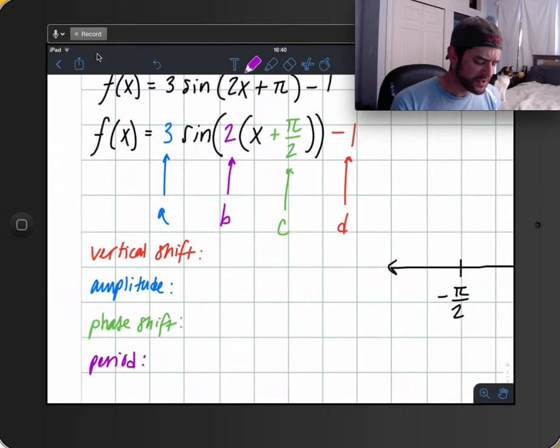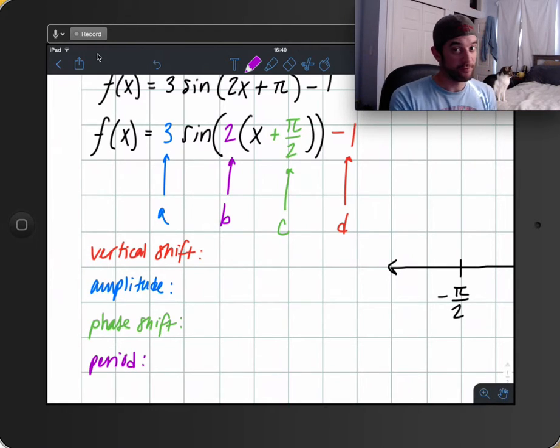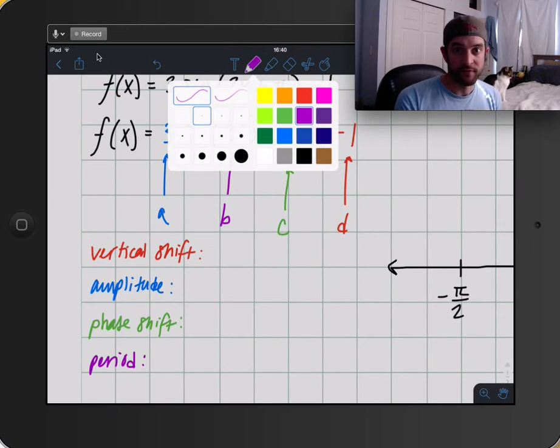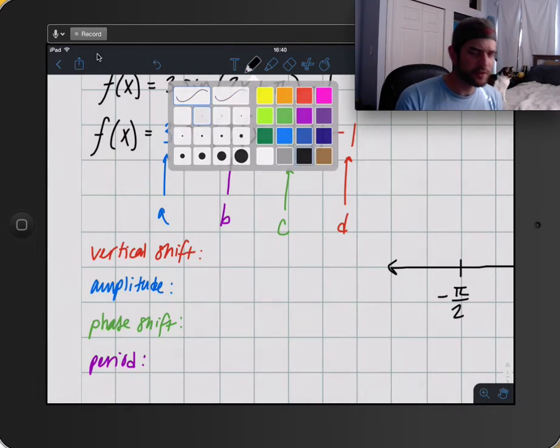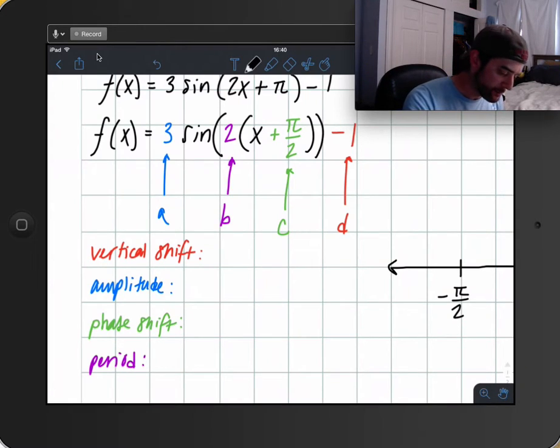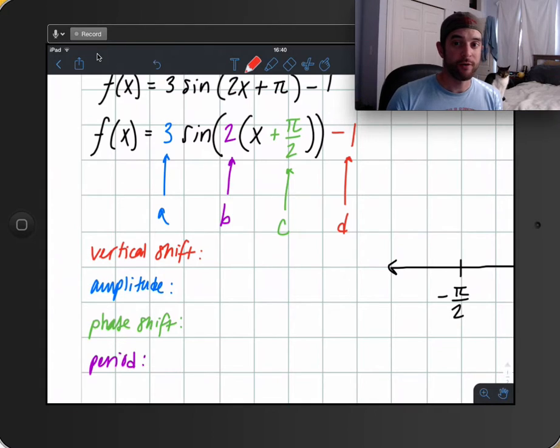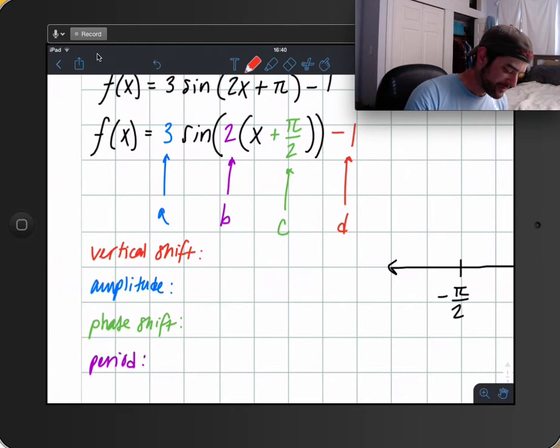Oftentimes C and D might be H and K, which would link up to what you may have learned with vertex form of a quadratic or absolute value functions. But for this example, I'm going to use A, B, C, and D. I'm going to go through each of these four transformations and show you how they're graphed on the graph to make the box.